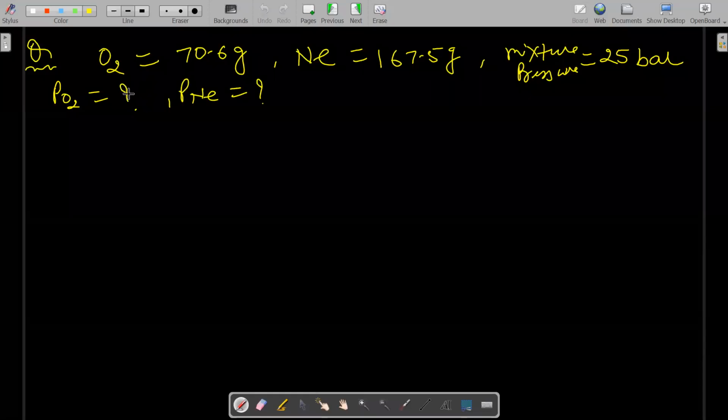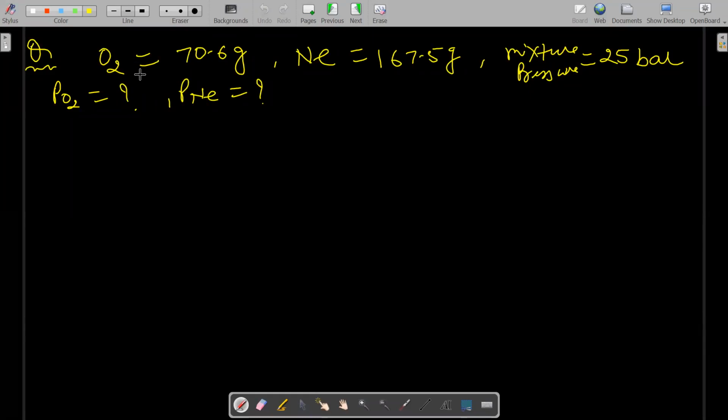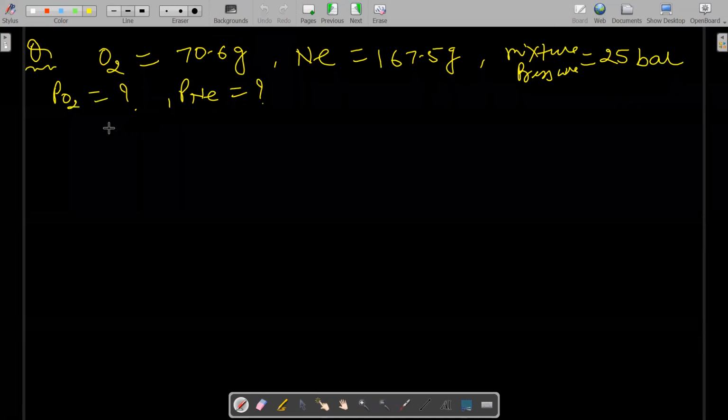So the question is this: based on Dalton's law theory, a container holds a mixture of oxygen and neon gas. The mass of oxygen is 70.6 g and the mass of neon is 167.5 g. ठीक है? And the pressure of the mixture in this container is 25 bar. So calculate the partial pressure of each gas, that is, the partial pressure of oxygen and neon. How can we do it?